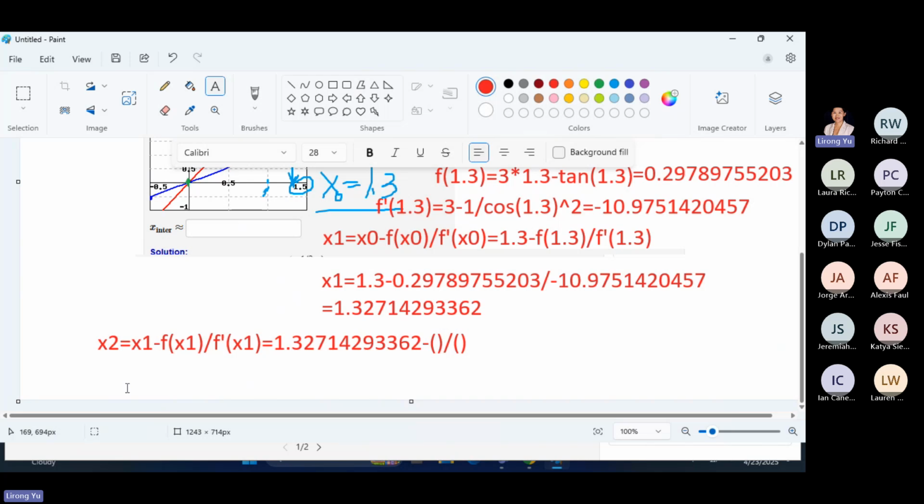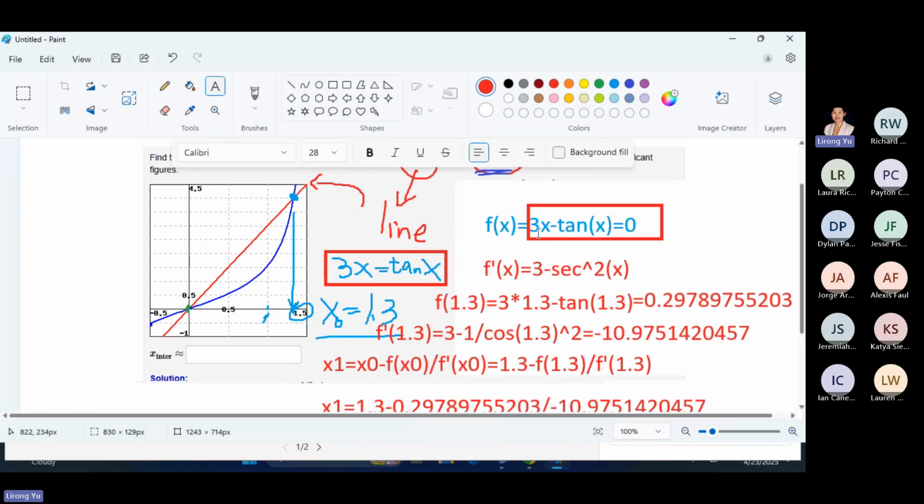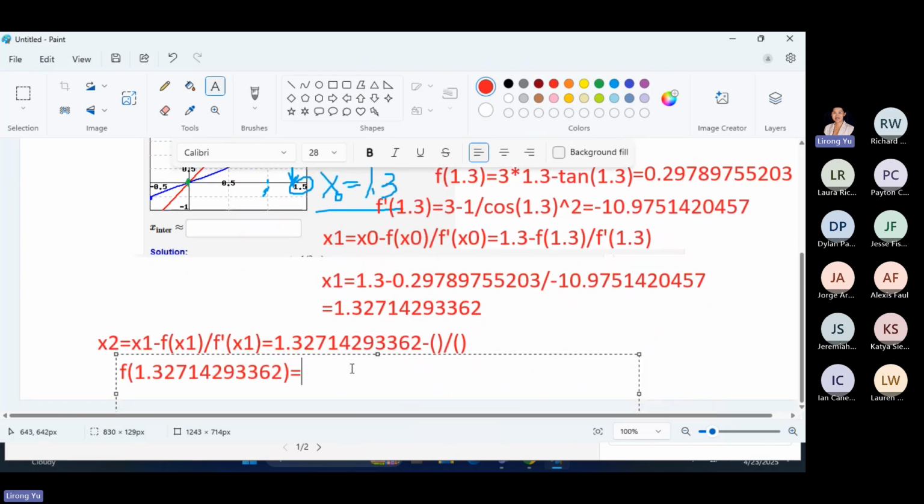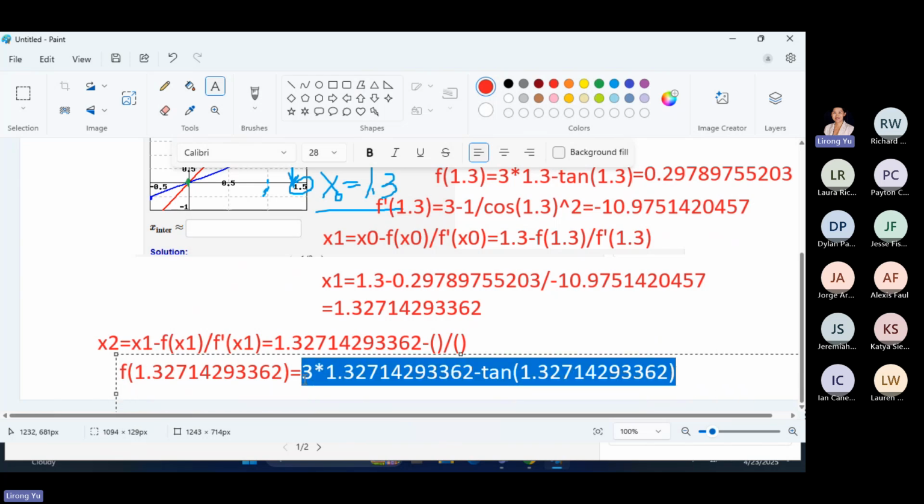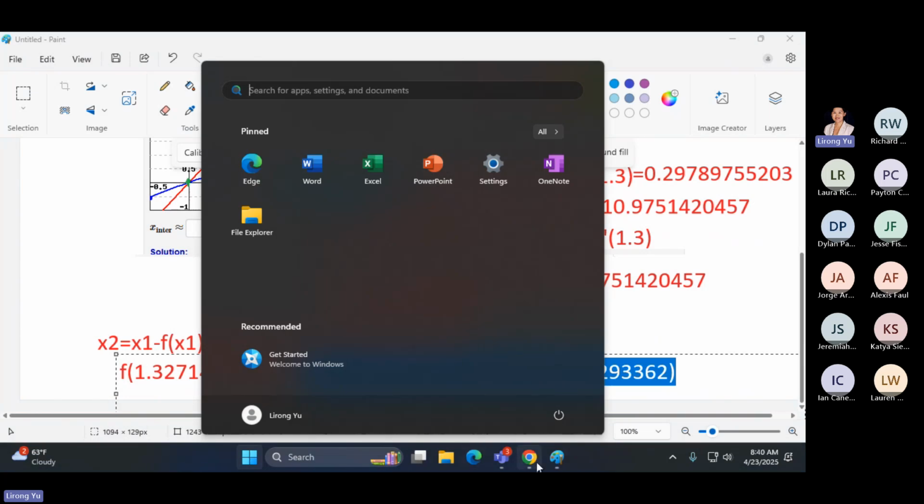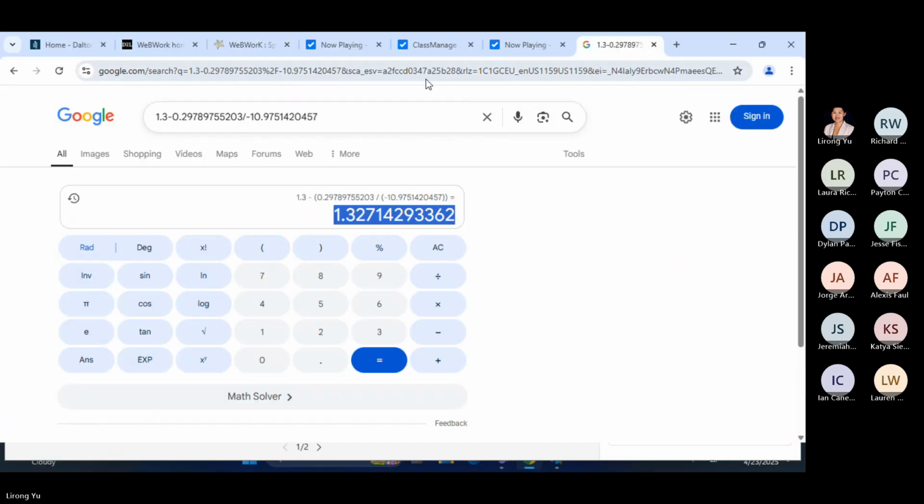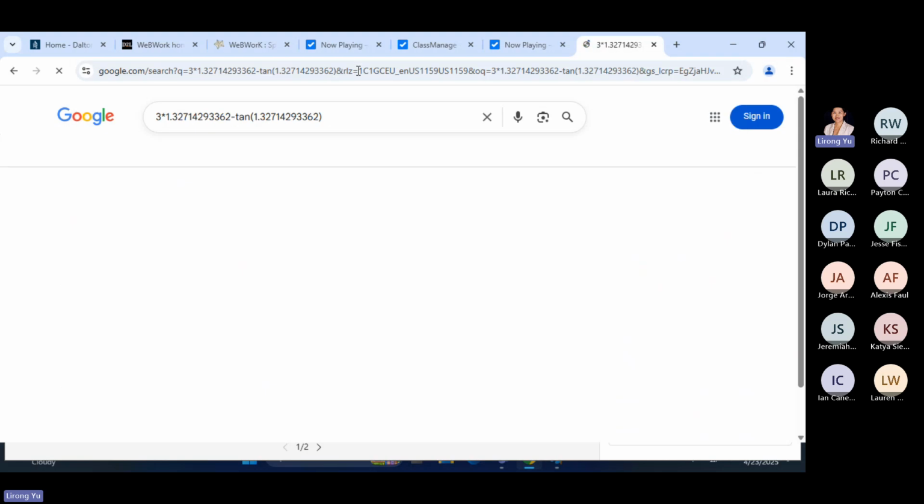The function value is going to be long if I try to put it in there. So the function value is f of this number, and it equals 3x minus tangent x. So it's 3 times the input value minus tangent of the number that we just copied. Okay, so that's the calculation for the numerator. Because I keep so many decimals, it's not easy to put it all in. So that was the calculation.